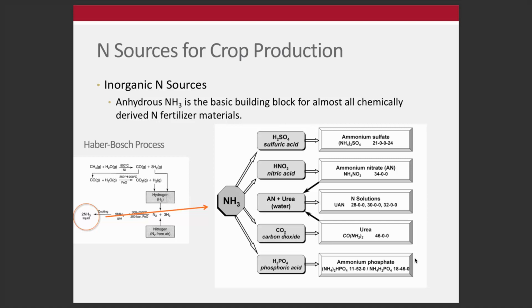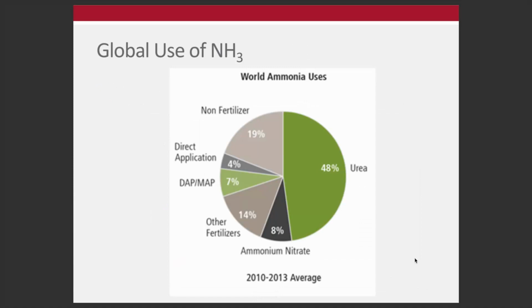You can see here, and we'll talk about all of these nitrogen fertilizers coming up in a second, that this anhydrous ammonia, which is the main product of the Haber-Bosch process, flows into and becomes the building block of all nitrogen fertilizer that's manufactured. So we can't understate its importance. So, worldwide uses of ammonium.